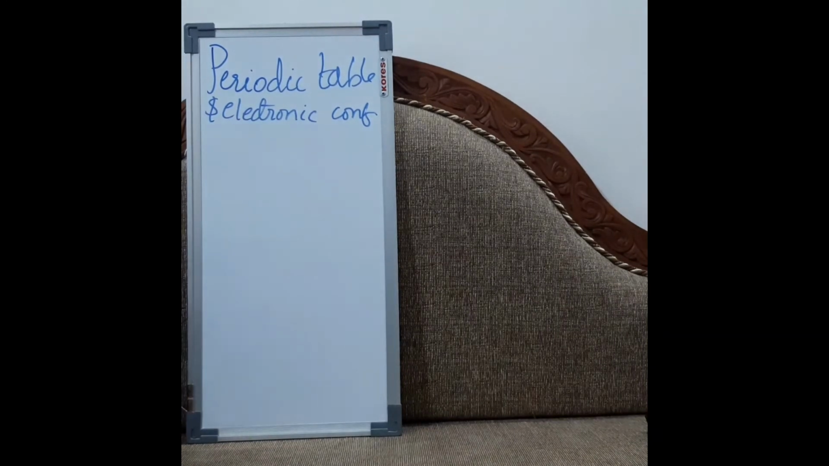Today we are going to learn the first chapter of chemistry. Today we can finish this chapter, the periodic table and electronic configuration. I hope you have understood what I have taught all these days. And today we have to finish a little more of this chapter.